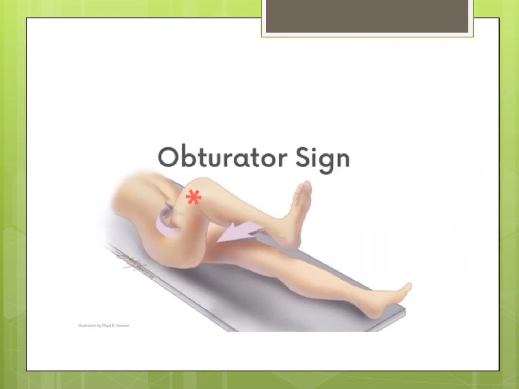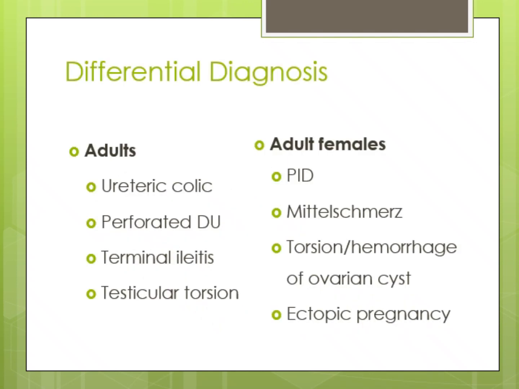Similarly, if the appendix is pelvic in position, it is lying over the obturator internus. If we flex the hip joint and internally rotate it, then the pain is increased. This is known as obturator sign. So these signs are used not only to diagnose clinically acute appendicitis but also to estimate the position of appendix as well.